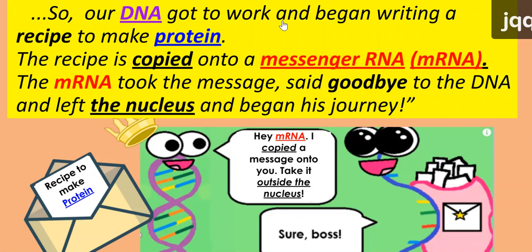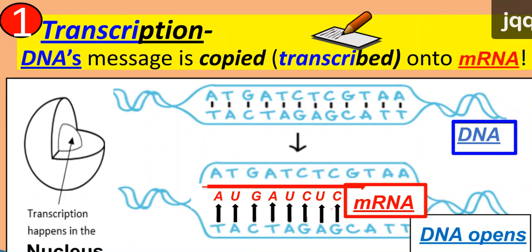The mRNA took the message and said goodbye to DNA and left the nucleus and began his journey. DNA cannot leave the nucleus because DNA is too large. So it asks its friend messenger RNA, its skinny single friend, to come into the nucleus, get the message from him, and take it to where it needs to go. This is why I call mRNA DNA's sidekick.